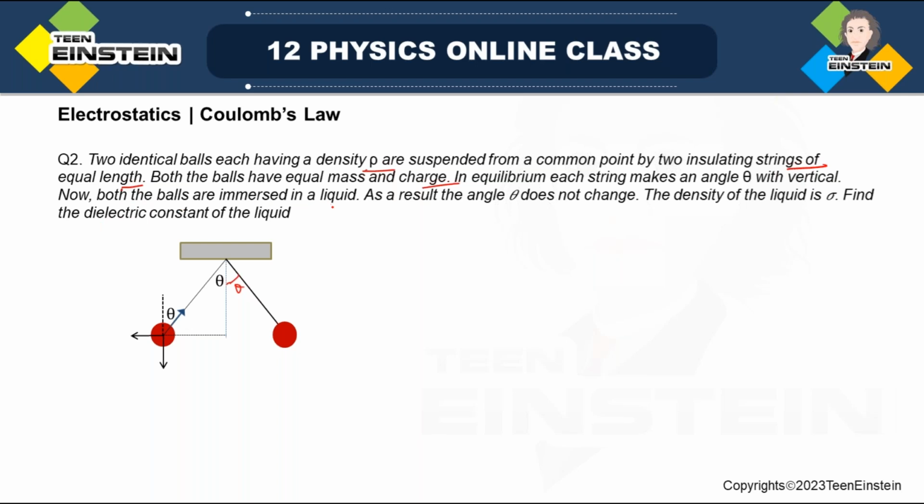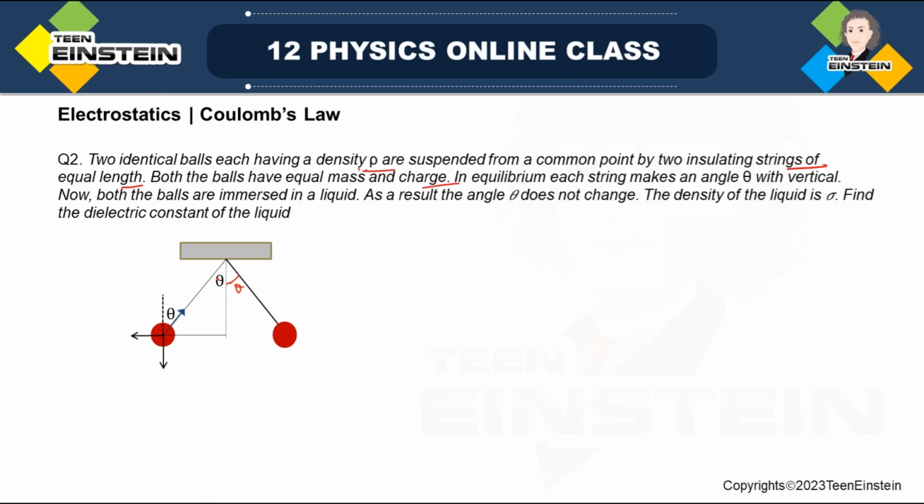Now both balls are immersed in liquid. As a result, the angle theta does not change. If you put the whole system in some liquid, the angle theta does not change. The density of the liquid is sigma. The density of the material of the ball is rho, which was given in the beginning, and now the density of the liquid is sigma. Find the dielectric constant of the liquid.